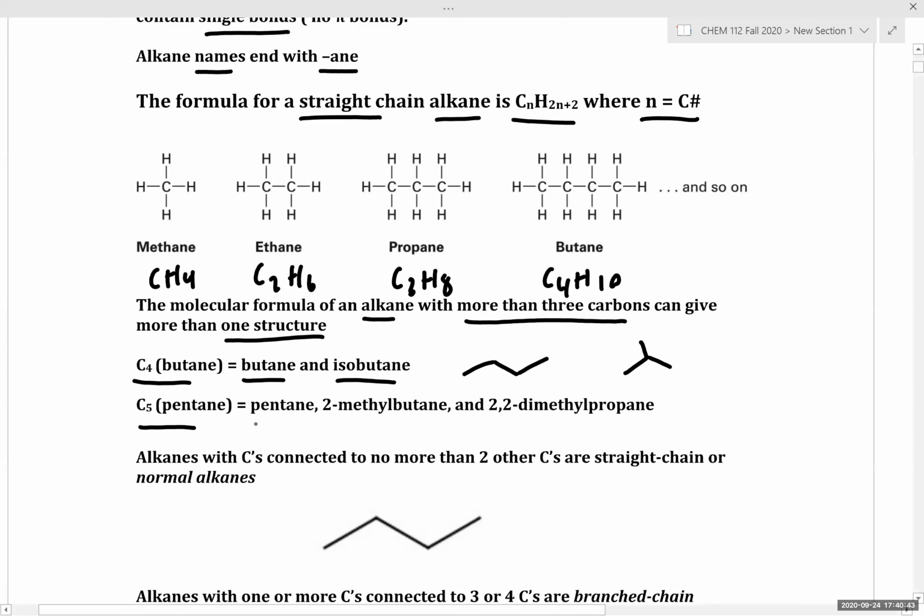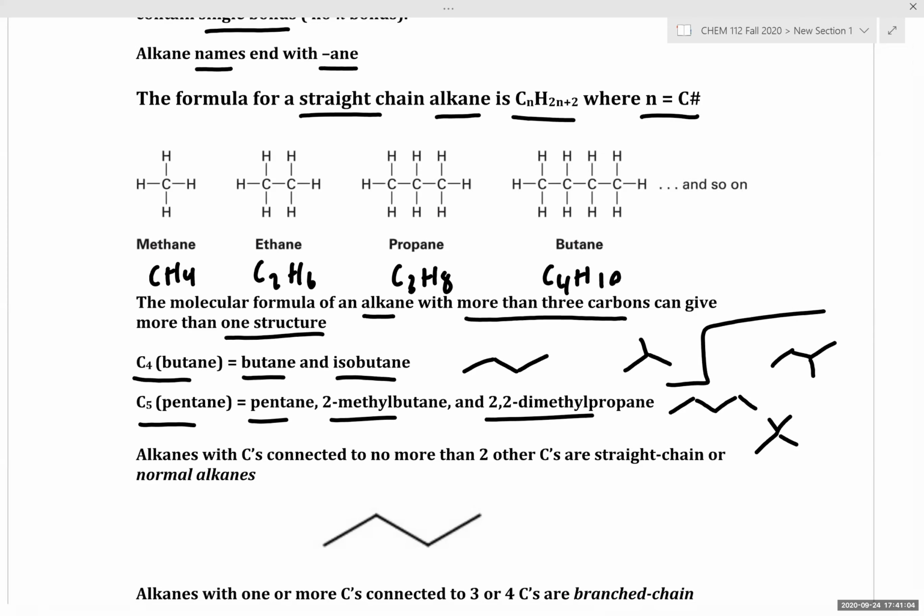Likewise, for pentane, we can have pentane, 2-methylbutane, and 2,2-dimethylpropane. So with 5 carbons, really the world is at our fingertips, and we can draw a range of different possible structures with 5 carbons.